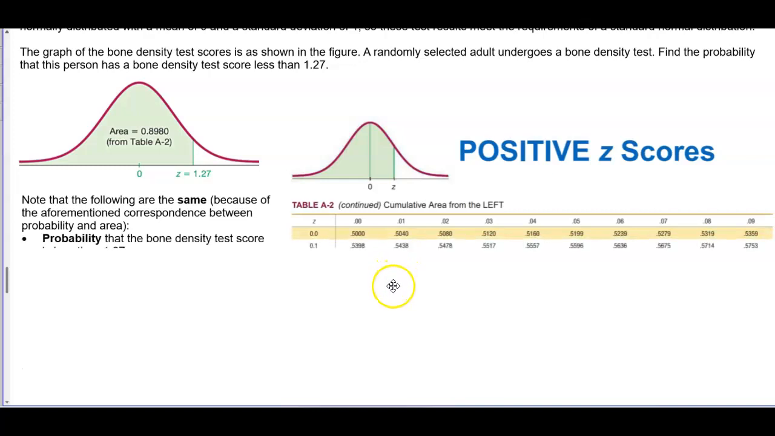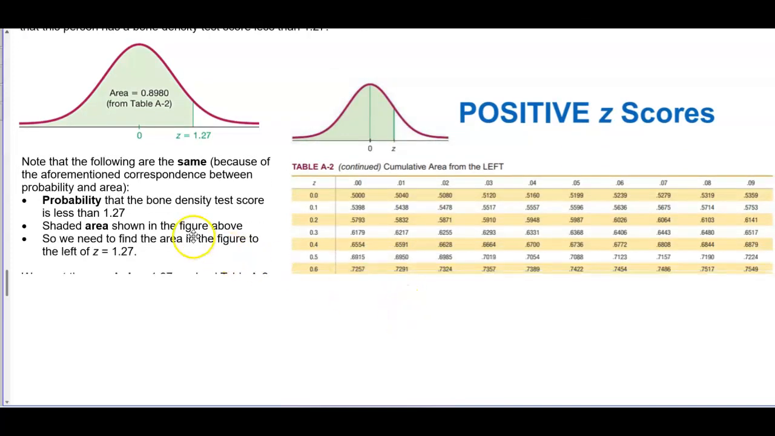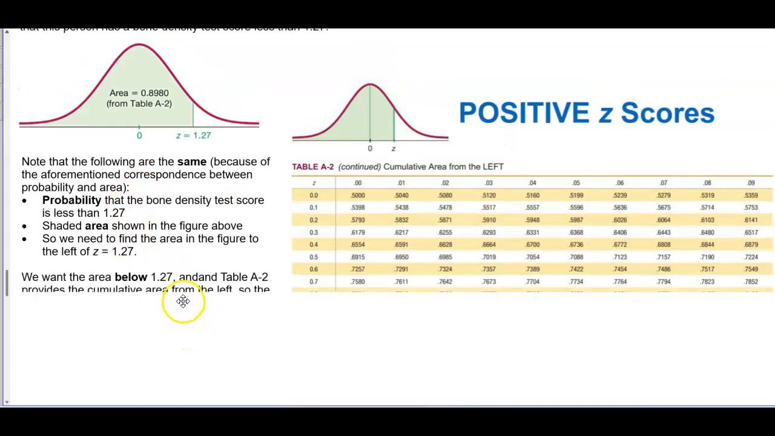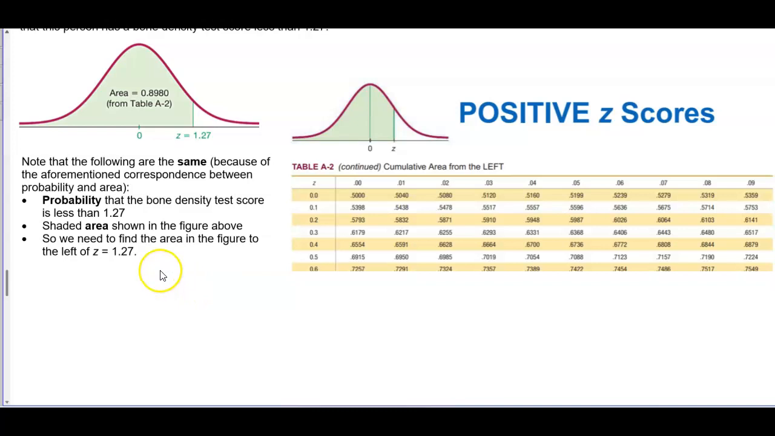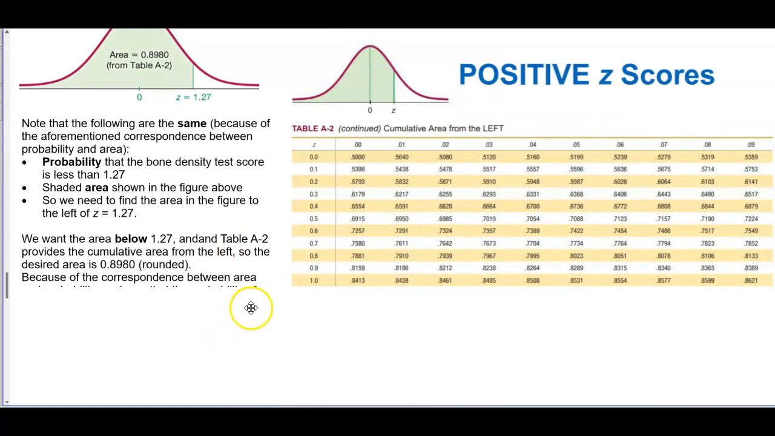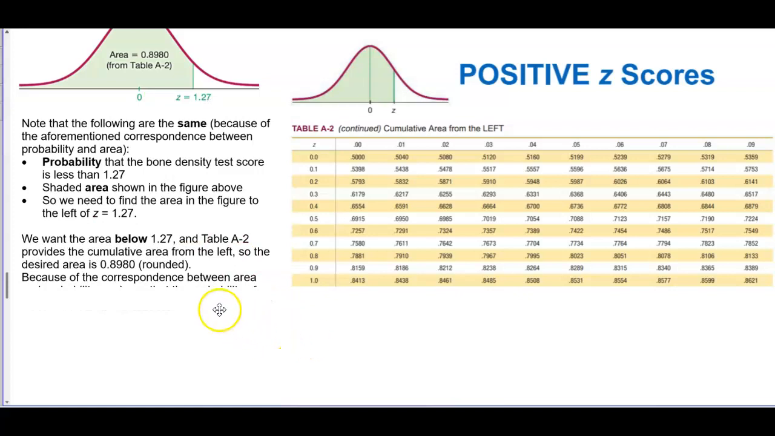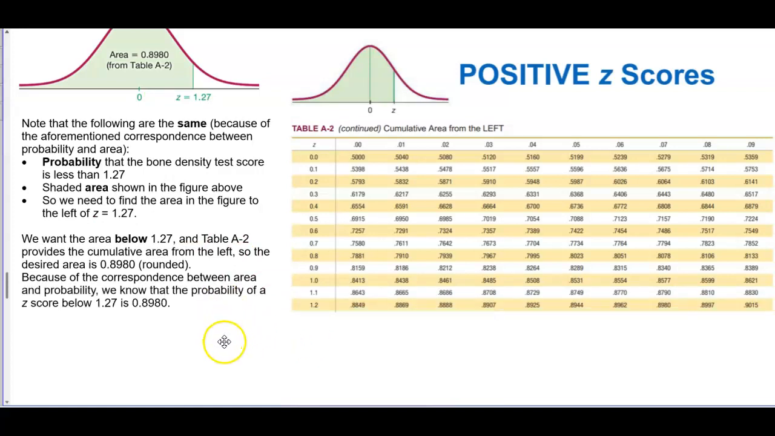Now note that the following are the same because of the aforementioned correspondence between probability and area. The probability that the bone density test score is less than 1.27 is the shaded area shown in the figure above, and we need to find the area to the left of 1.27. So we want the area below 1.27, and in this case, table A-2 provides the cumulative area from the left. So let's take a look at that.